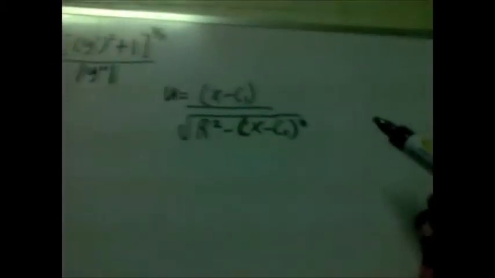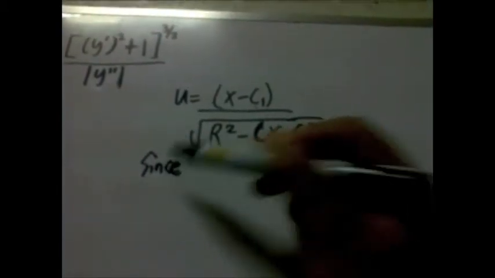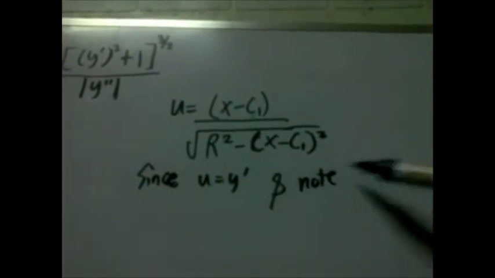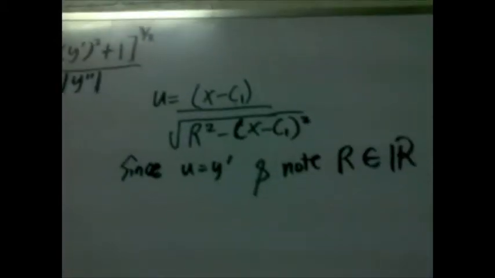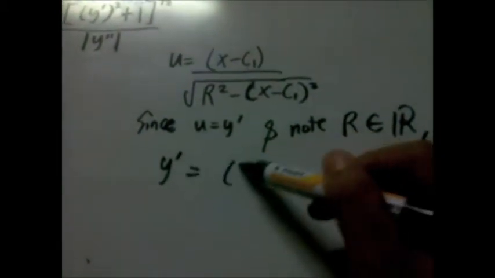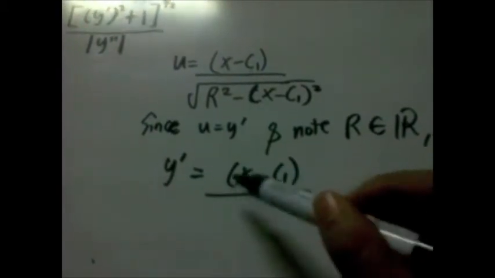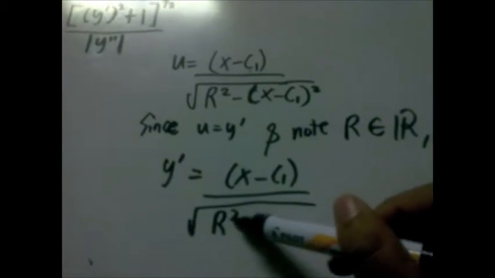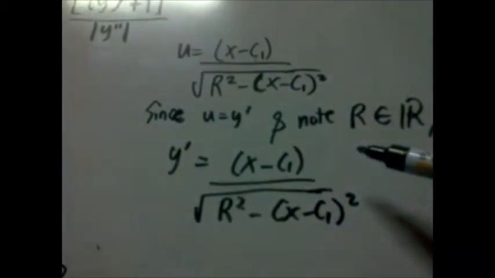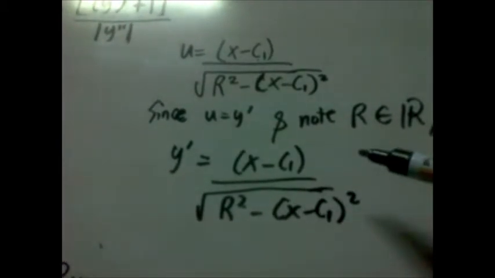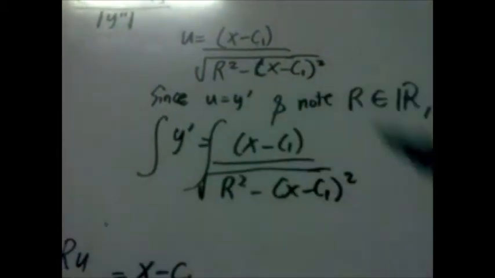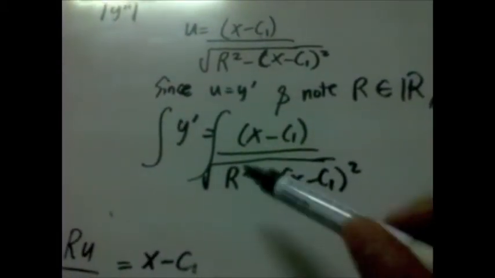Okay, so since on our definition u is equal to y prime, and we have to note that r is an element of real numbers, hence our equation now becomes y prime is equal to x minus c1 all over the square root of r squared minus x minus c1 squared. Okay, so now we are going to integrate this. So by integrating, we have to put the integration sign. Therefore, I have to erase this mark.